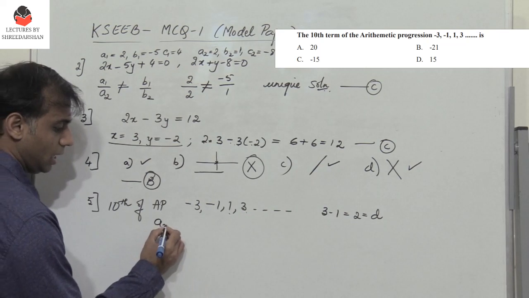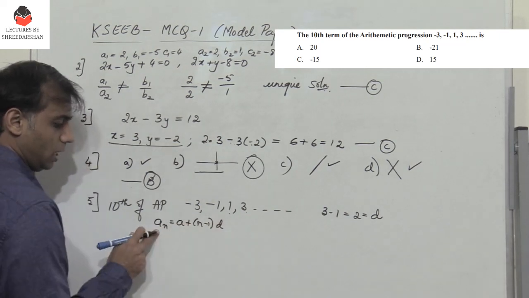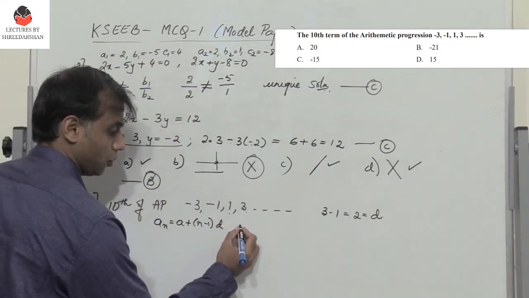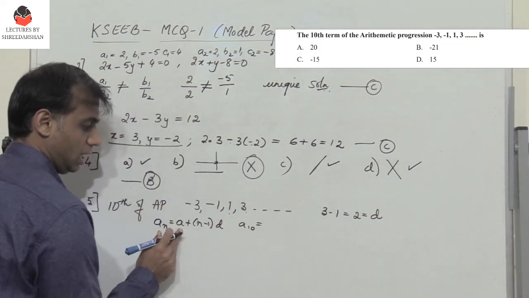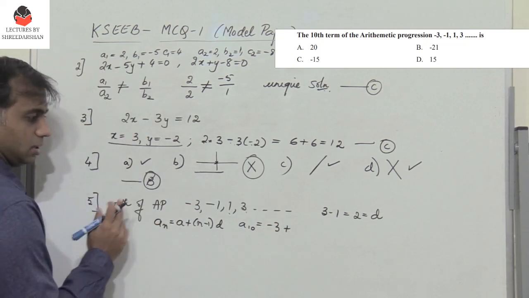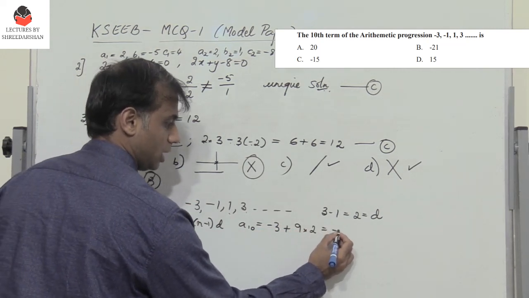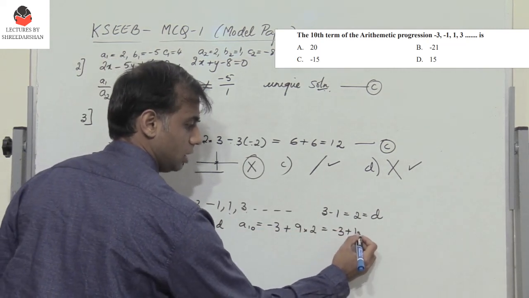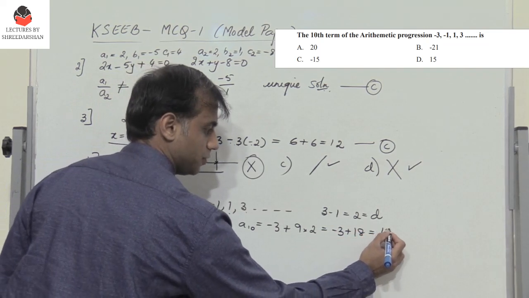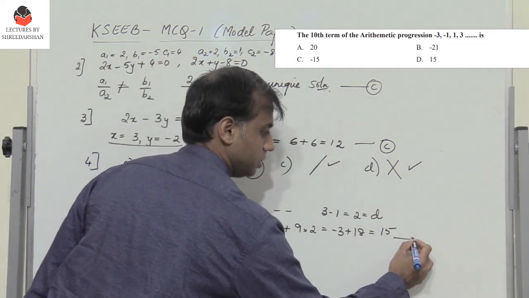So we know that An equals a plus (n minus 1) into d, where An is the 10th term. So therefore A10 equals a, which is the first term, -3, plus n is 10 here, 10 minus 1 is 9, into d is 2. So we get -3 plus 9 into 2 is 18, which gives us 15. So 15 is the right answer and the option is D.